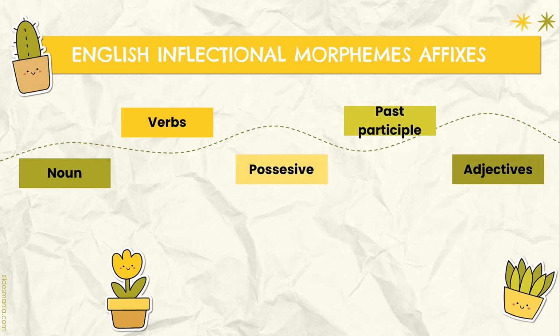English inflectional morphemes affixes. First, noun, second, verbs, third, possessive, fourth, past participle, and fifth, adjectives.